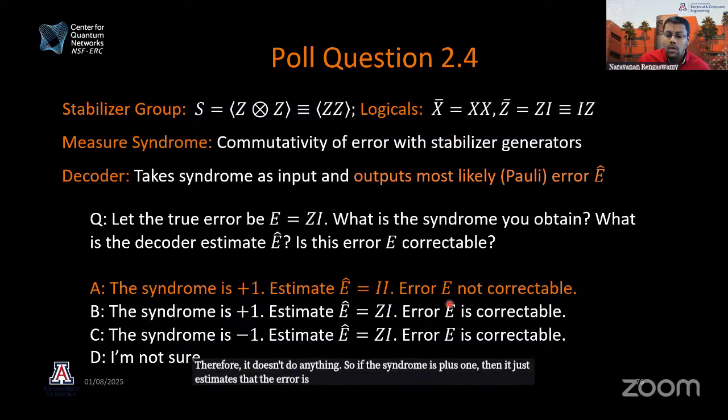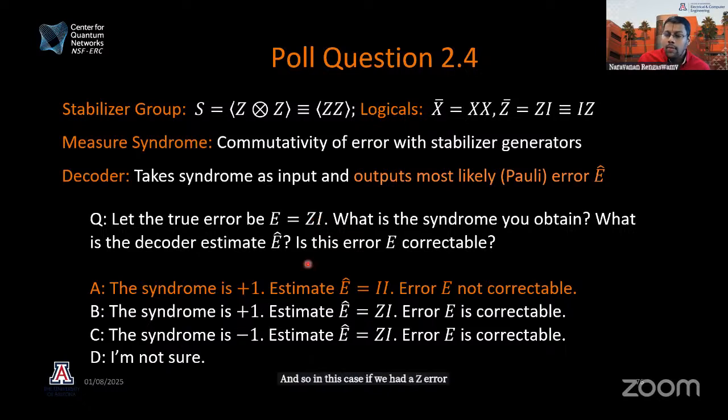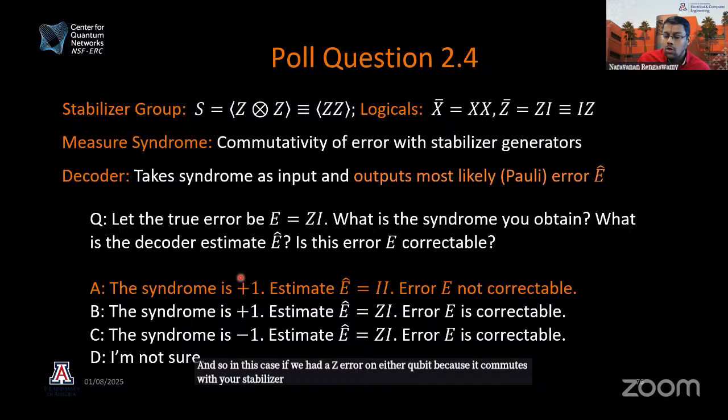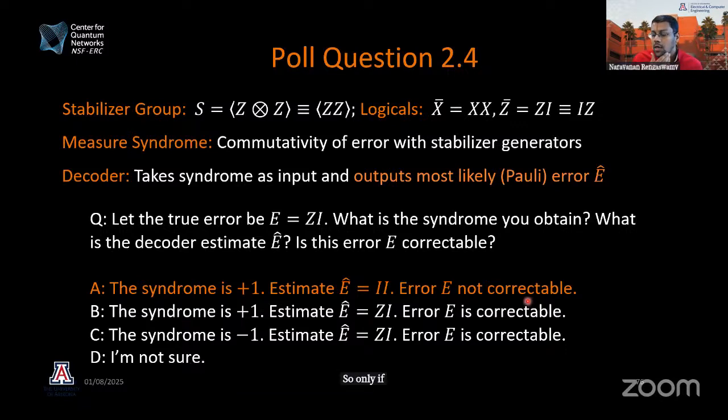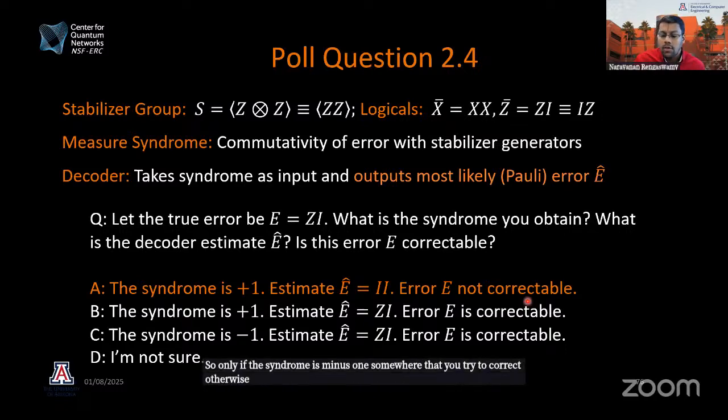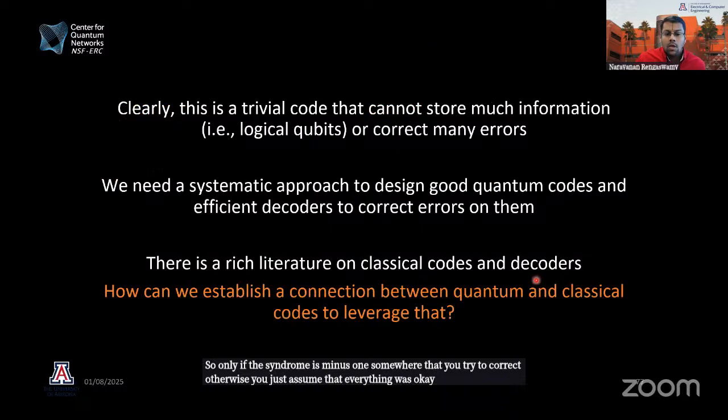So nothing happened. And so in this case, if you had a Z error on either qubit, because it commutes with your stabilizer, you will not see it in the syndrome. And therefore, any kind of Z error will not be correctable for this code. So only if the syndrome is -1 somewhere do you try to correct. Otherwise, you just assume that everything was okay. So yeah, this is clearly just a trivial toy code that doesn't even correct a Z error.